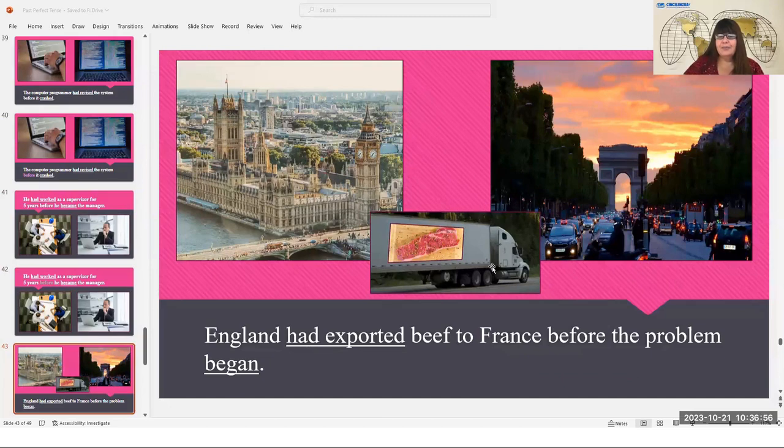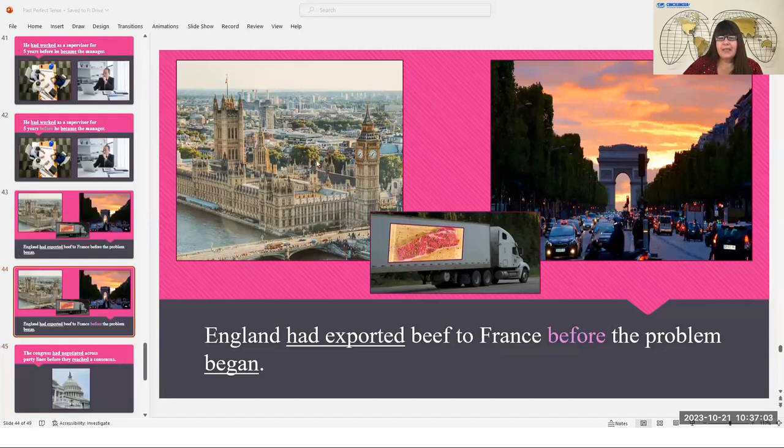England had exported beef to France before the problem began. So England, they have their beef and they put it in the truck and they export it over to France, and all that happened before the problem began. So there was a problem with the cows, and then they couldn't export their beef for some period of time. England had exported beef to France before the problem began.